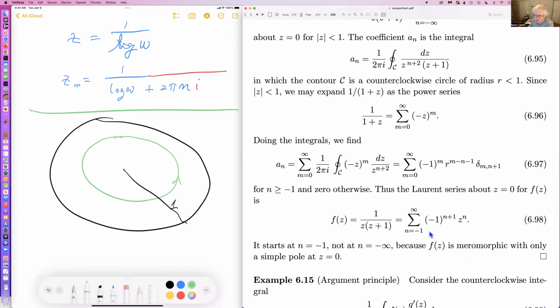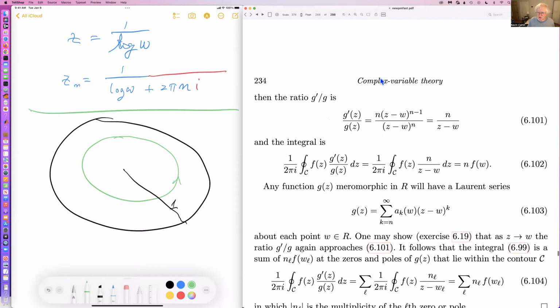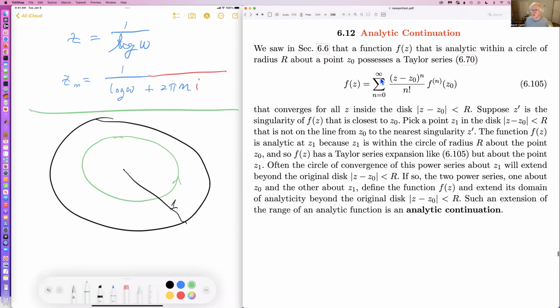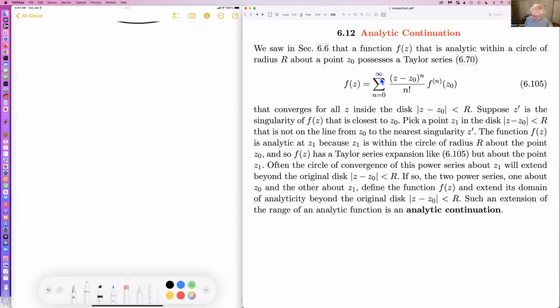It starts at n equals minus 1, because this thing is meromorphic with only simple poles. I'm going to skip the argument principle. You can read it if you want, and we'll focus on something that's more important, namely analytic continuation. And the basic idea here is, let me start something new.